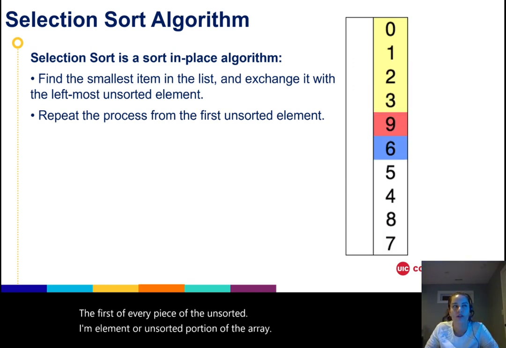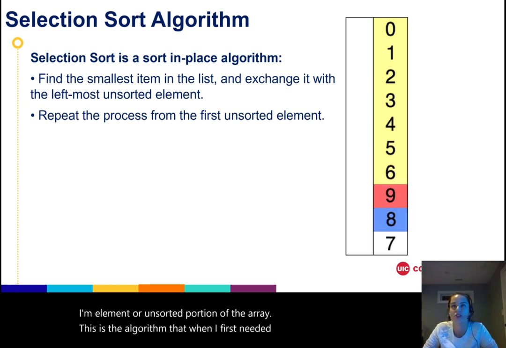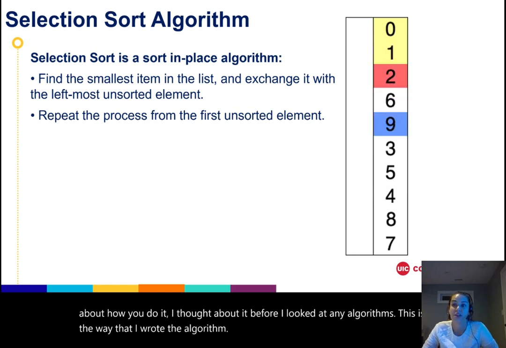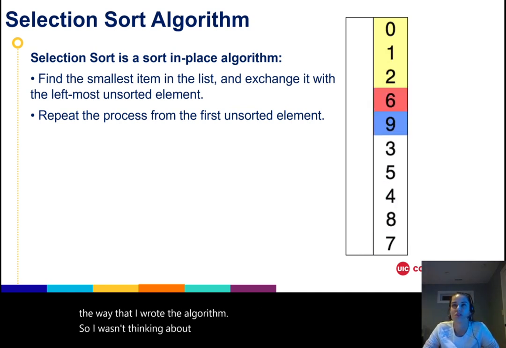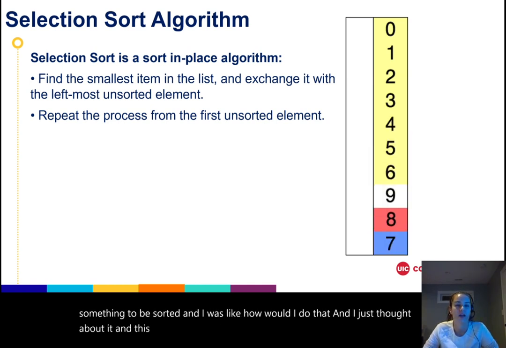This is the algorithm that I came up with when I first needed to sort something. I just thought about how you would do it, before I looked at any algorithms. This is the way that I wrote the algorithm. I wasn't thinking about efficiency or anything. I needed something to be sorted, and I thought, how would I do that? And this is the way that I thought about how to sort an array of data.